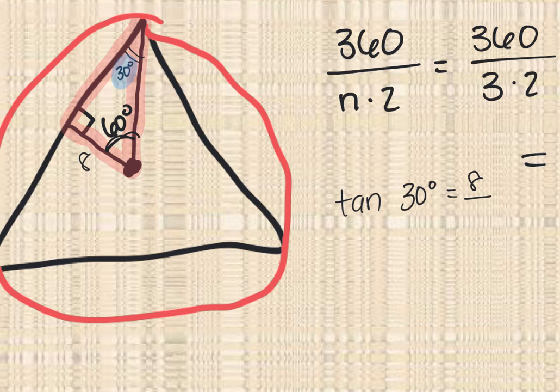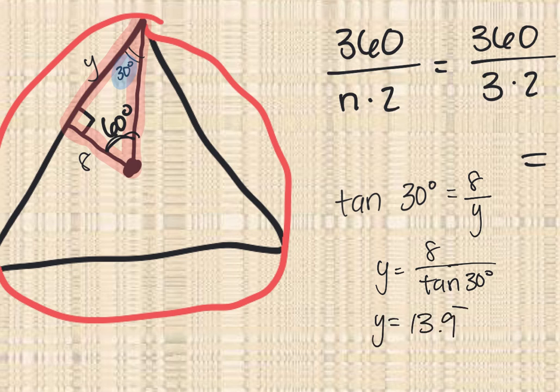this side, right? 8 over, we'll label it y. So you can do y equals 8 divided by the tangent of 30 degrees, or you can just use the fact that it's a 30, 60, 90, and take the 8 and multiply by the square root of 3. I want to show you two different ways in case you want two different ways of doing it. So 8 divided by the tangent of 30 is going to give me 13.856. So y equals 13.9.